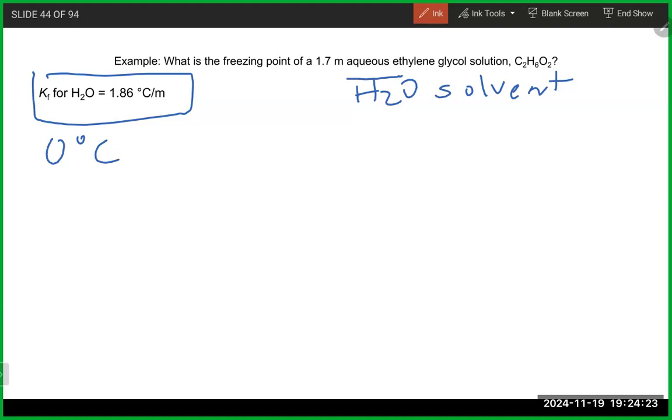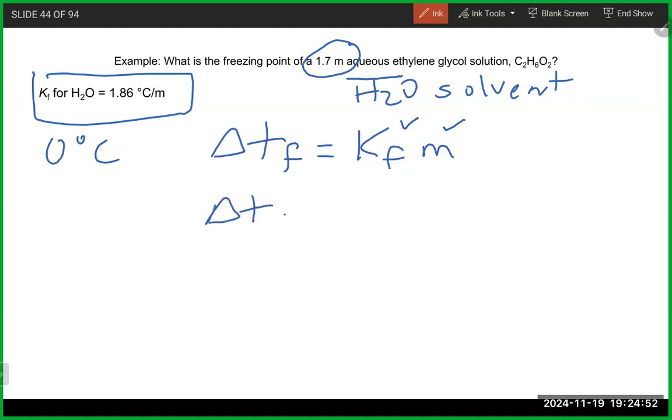In this particular case, we could use our change in freezing point temperature is equal to our Kf times our molality. They were nice enough to give us the molality. If they don't, then you need to calculate it. It's very common you'll need to calculate it as well. So we have our molality, and we also have our freezing point constant, so we can put this into our equation.